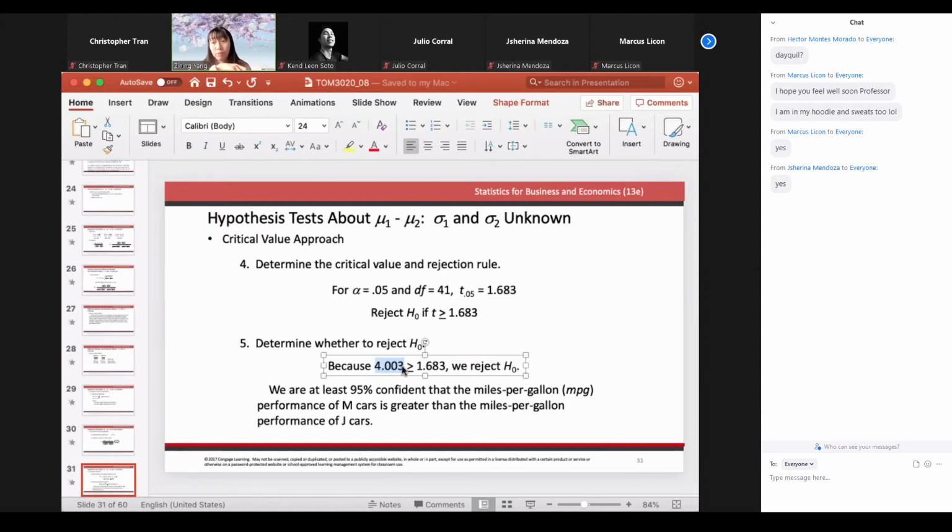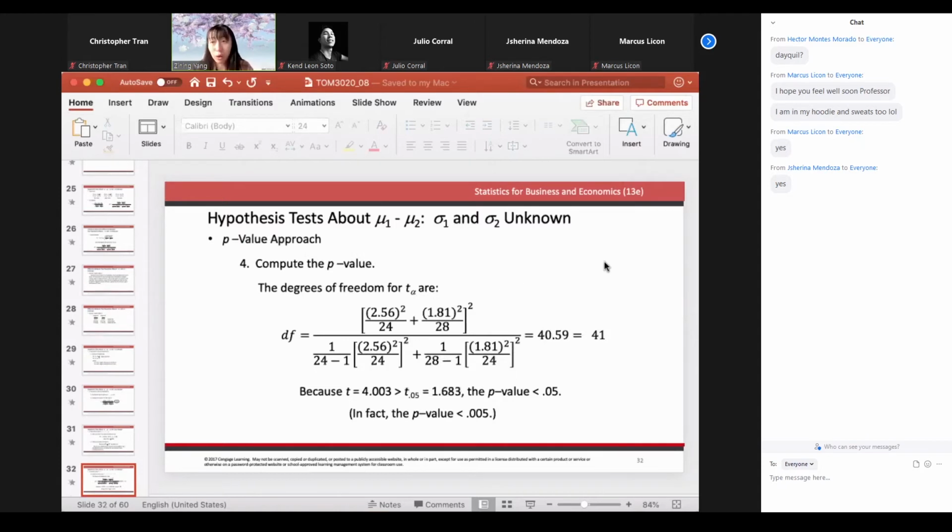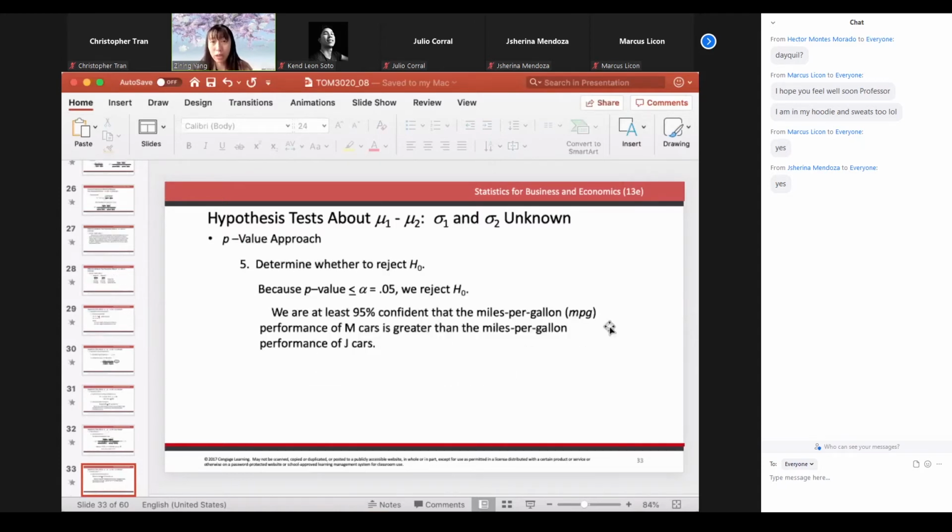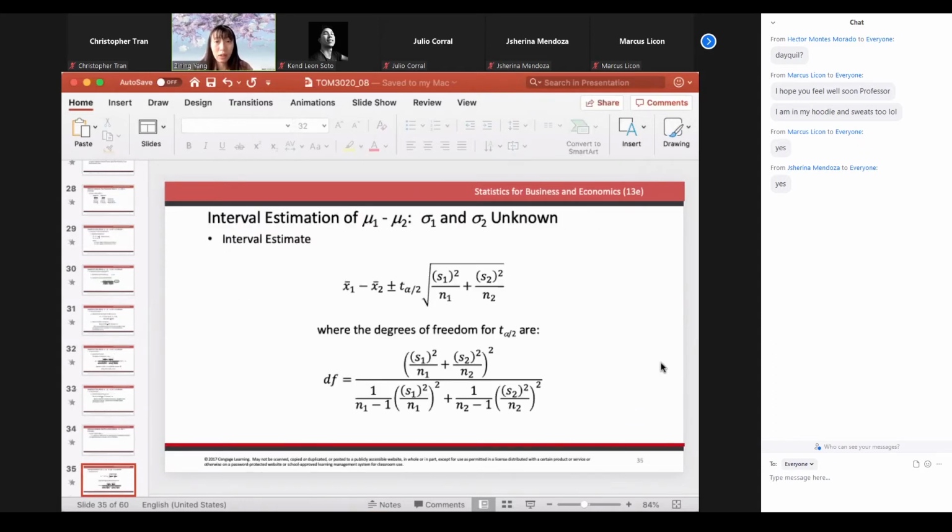So then we naturally reject the null hypothesis and we recommend the alternative. Or the p-value approach will lead us to the same conclusion. So that's for the sigma unknown situation. Just to remember, instead of z, we are using t. So that's the second scenario.